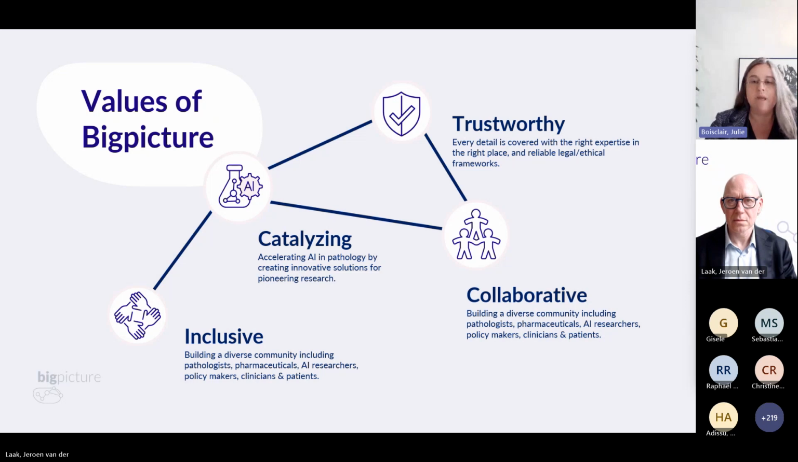and with whom you can have projects. We want to be trustworthy, and therefore the legal and ethical frameworks were worked on. So the data is GDPR compliant and will be made accessible. And we really want to be accelerating AI development in pathology. So we want to be a pioneer and a catalyst in the computational pathology field in the near future.